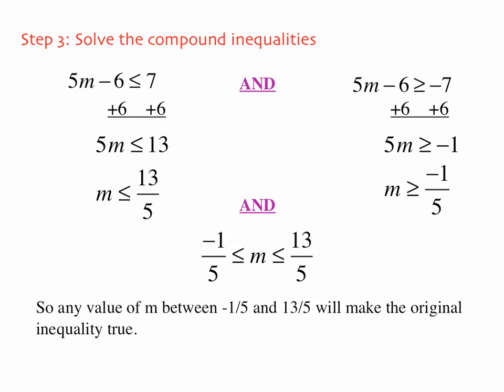This means that any value of m between negative 1/5 and 13/5 will make the original inequality true. Here's the original inequality, and I can plug in any value of m that's between negative 1/5 and 13/5, and the resulting inequality will be true.